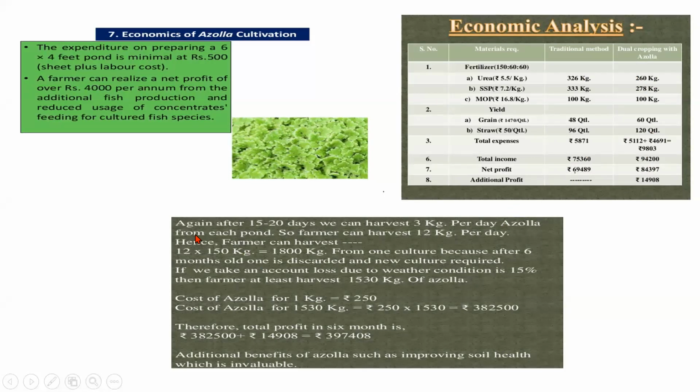And 15 to 20 days you can harvest 3 kgs per day, they say. Azolla can be harvested for 15 to 20 days. They say they have worked out all the costs of it. So the total profit in 6 months is 3,97,408 rupees. That has been calculated with azolla cultivation. So this gives you a very good idea of going as an entrepreneur.